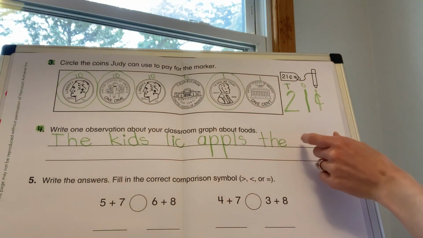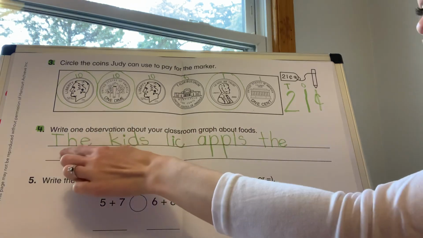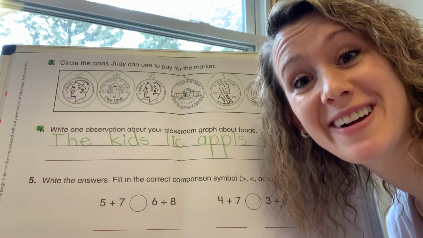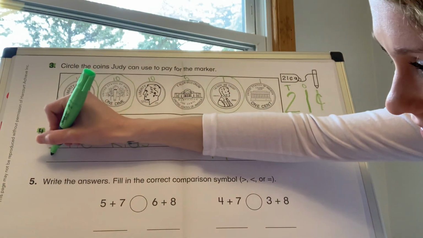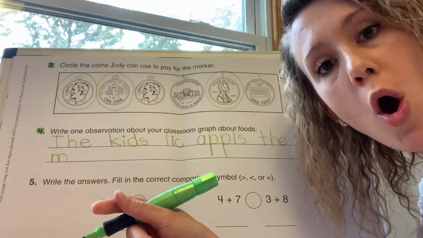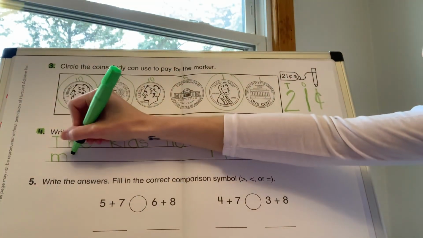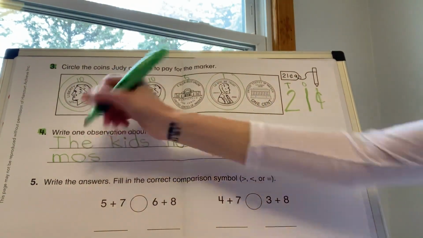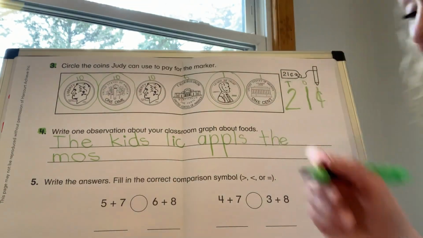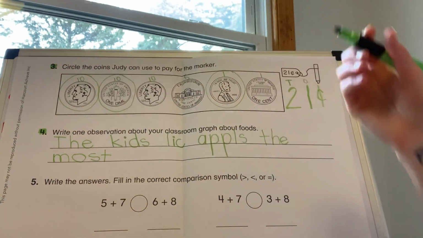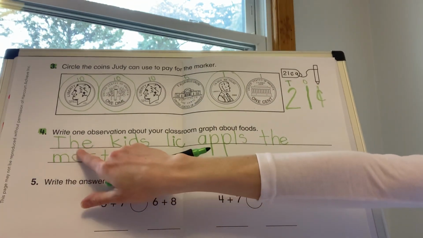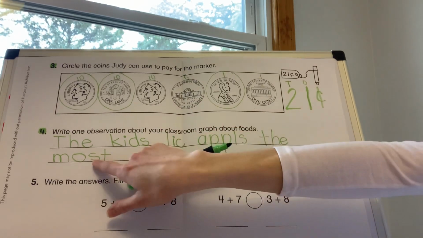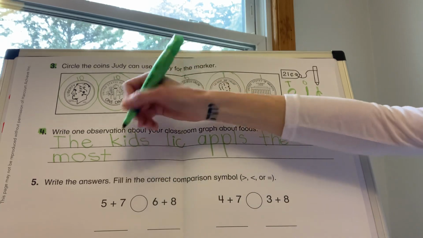Now, I could try to squish it here, but I don't want to do that. If you have enough room, you can. I'm going to go down here to the next row. What do you hear first and most? Do you hear the letter? My favorite, M. Yep. Most. S. Most. All right, let's go back and read it. It should make sense. We always do that. Ready, go. The kids like apples the most. Now we need a period.